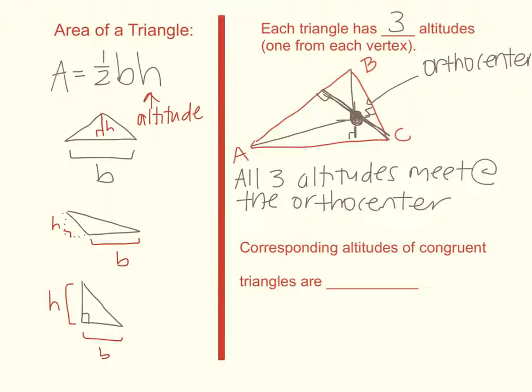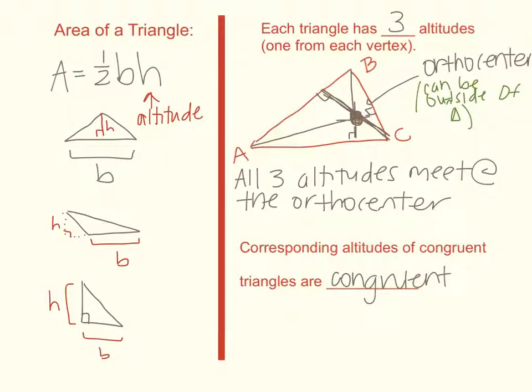Corresponding altitudes of congruent triangles are, just like you would think, congruent, right? If we have 2 triangles that are congruent, then the altitudes are going to be congruent. One thing to keep in mind, the orthocenter can be outside of the triangle. It is possible that all of them meet outside the triangle. So it can be outside.